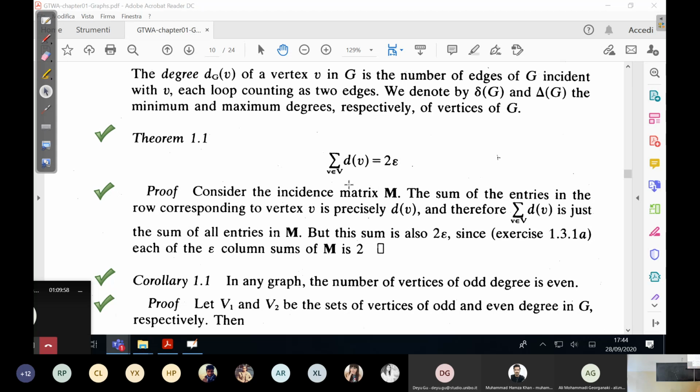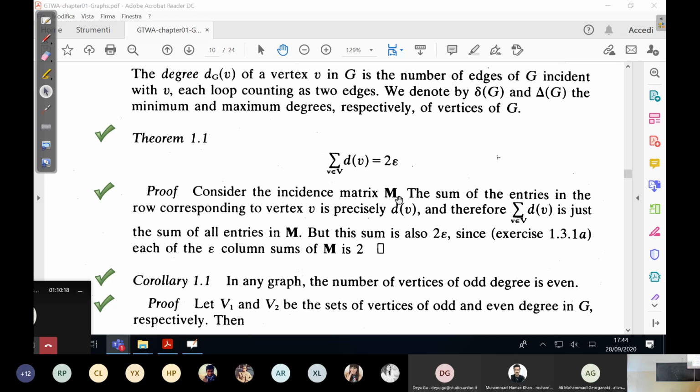Okay, and here we have a very easy theorem, if you want, but it is a useful one, you'll see. If you sum all the degrees of all vertices, you get twice the number of edges. Epsilon, I recall, is the number of edges in our graph.